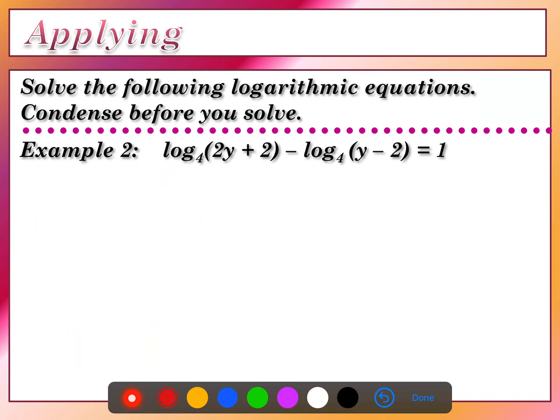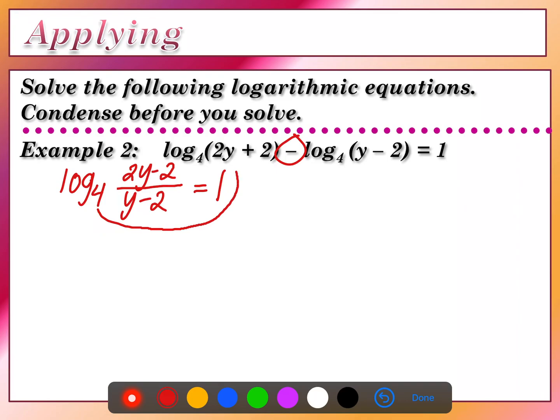All right, let's look at another one. Again, I have subtraction. This is going to condense into one log, and I'm now going to divide those two expressions. This is a different situation than the previous problem because I only have one log here. So I need to turn this into an exponential. Write it as an exponent. So 4 to the first power equals 2y minus 2 over y minus 2.